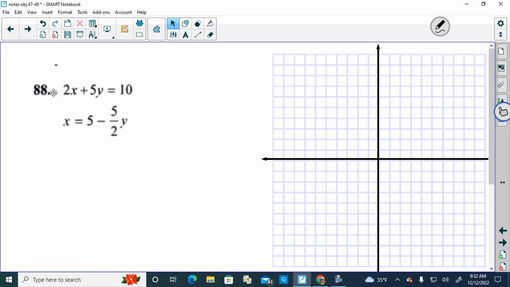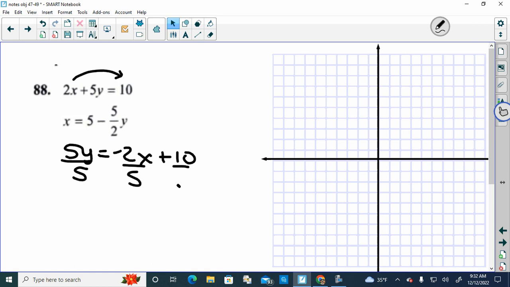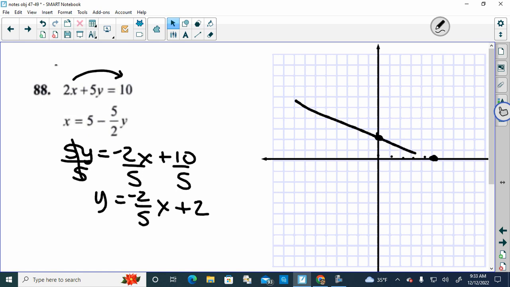So I'm solving for y, so I'm going to move my 2x over, which changes it to a negative, and shift my 10 over. And then divide by 5, divide by 5, divide by 5. So y equals a negative 2/5 x, and then plus 2. So graphing that at a positive 2, and then from there I'm going to go down 2, and then over 5. 1, 2, 3, 4, 5. So we're graphing that one.